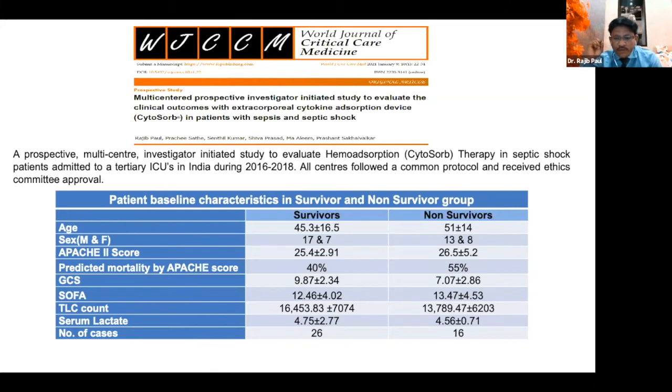It was a common protocol of treatment, and all the centers received ethics committee approval. You can see the baseline characteristics were mostly the same, except that the predicted APACHE scores in the survivors were slightly lower than in the non-survivors. However, the initial leukocytosis was more in the survivors, and lactates were also significantly higher in the survivor group. Initial lactate levels and initial leukocyte counts were higher in the survivor groups than the non-survivor groups.